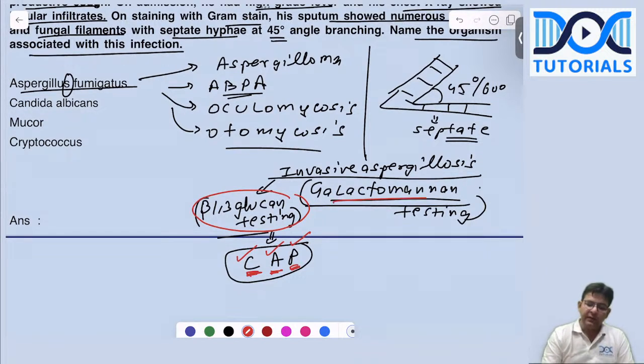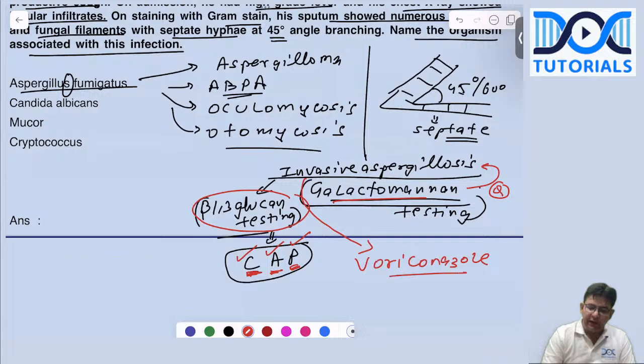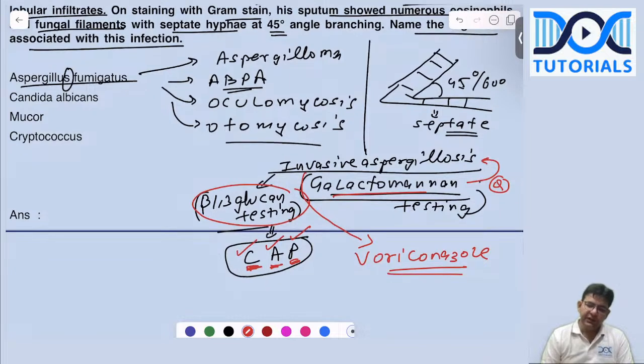Okay. And the galactomannan testing is done for aspergillosis. This was asked in the INI CET exam. And what is the drug of choice? This can definitely be asked: voriconazole. Voriconazole is the drug of choice for invasive aspergillosis. And do you remember this now? So remember what it is being done for, and what it is not being done for. Remember CAP: for this it is done, and for the rest of all you do not do it. Simple. Okay.